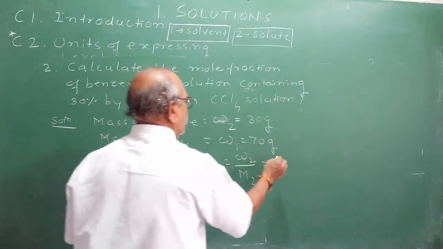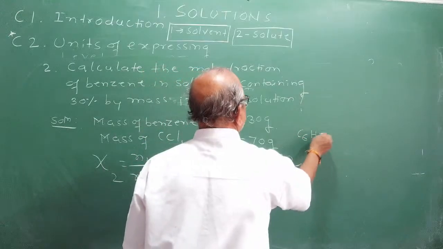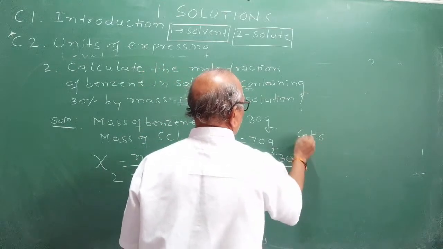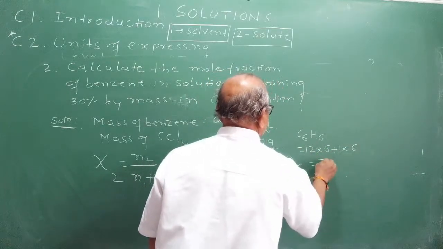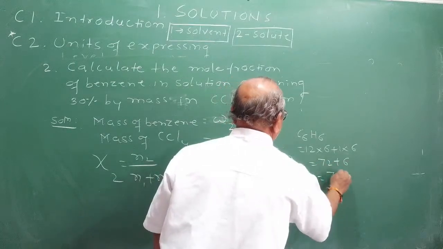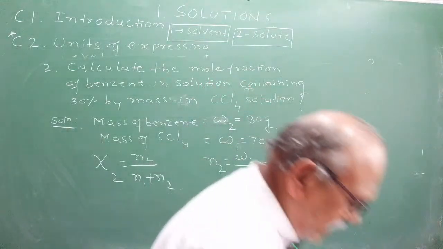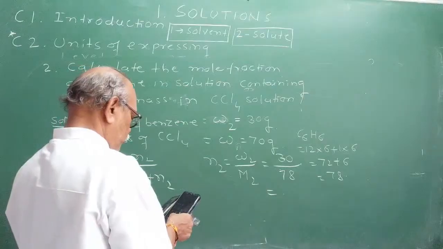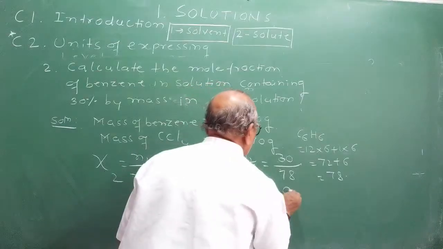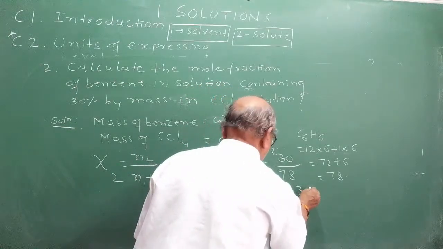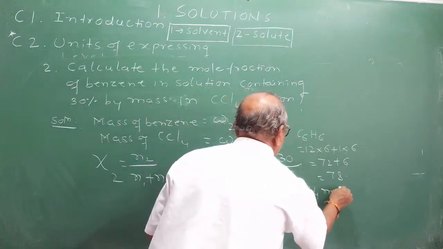What is W2 here? Here W2 is 30 grams. The molecular weight of benzene, C6H6: the atomic weight of carbon is 12, so 12 into 6 plus 1 into 6. 12 sixes are 72 plus 6, you get 78. Therefore, divide by 78. 30 divided by 78 gives you 0.384 moles.